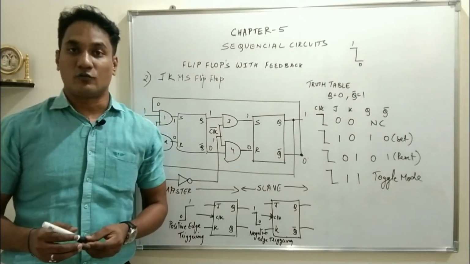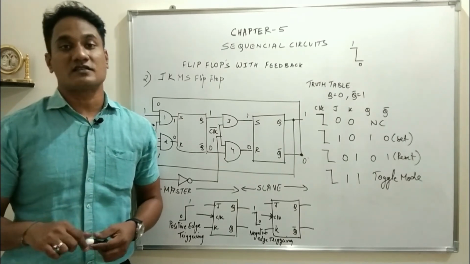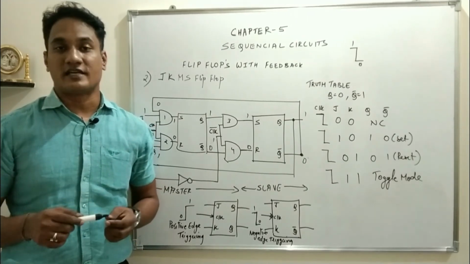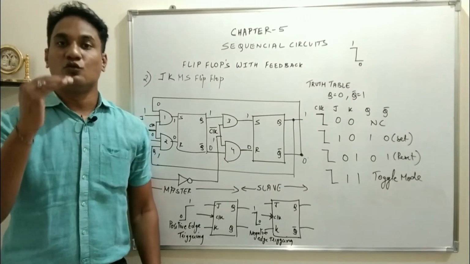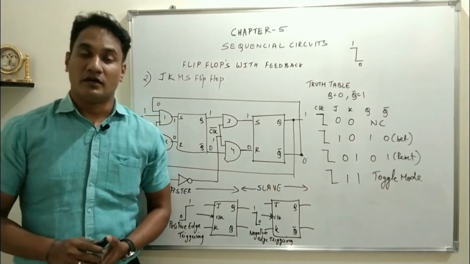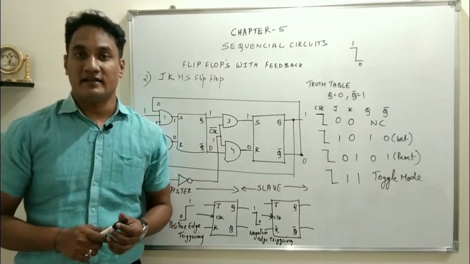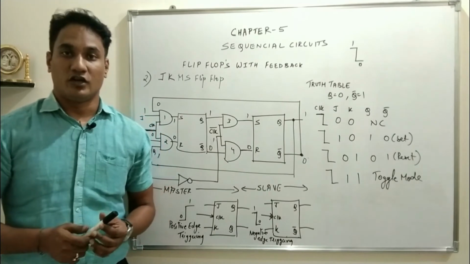This is the difference between JK flip-flop and JK master slave flip-flop. In JK flip-flop, the output will change when the clock goes from 0 to 1, and in JK master slave flip-flop, the output will change when the clock goes from 1 to 0. This has to be understood, this has to be remembered, so that we can easily understand the working of counters and shift registers. I hope you have understood.